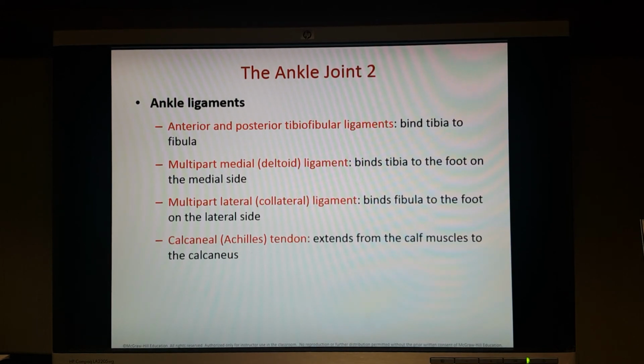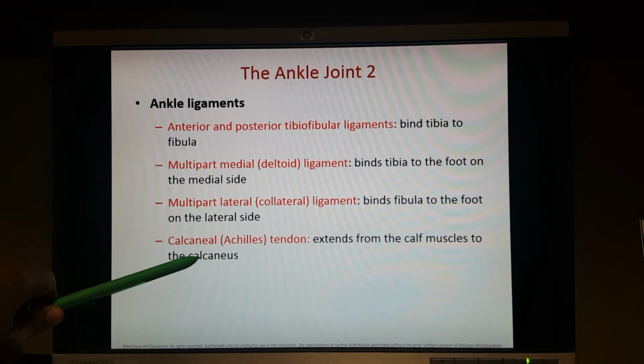Last little bit of the ankle that I'm going to mention is a very important ligament. Well, not ligament, but tendon, for not only keeping the ankle stable, but also very important for walking. That's this one at the bottom called the calcaneal or Achilles tendon. The word Achilles comes from a character in either Greek or Roman mythology that had a weak point on their body. They're indestructible except for that point.